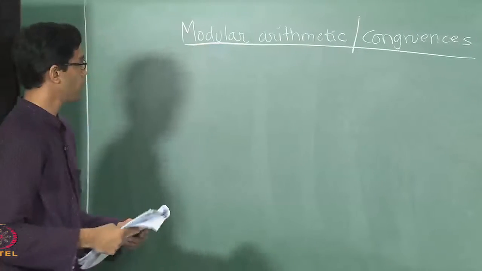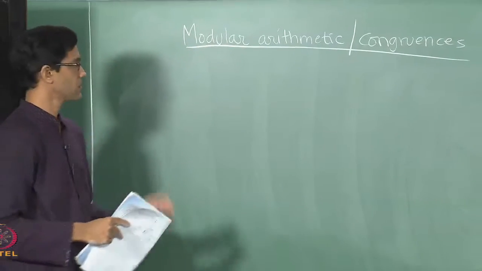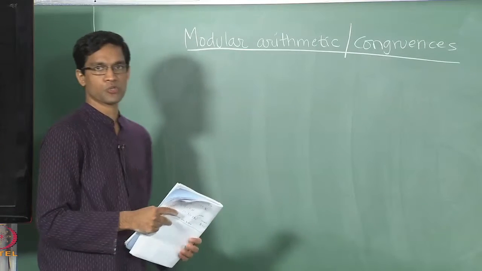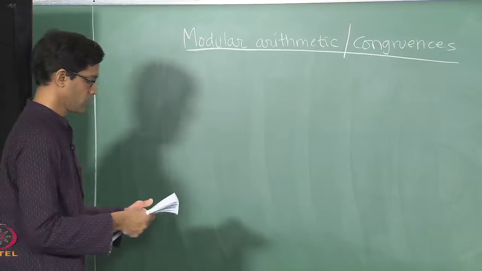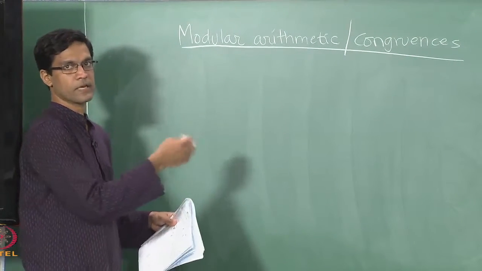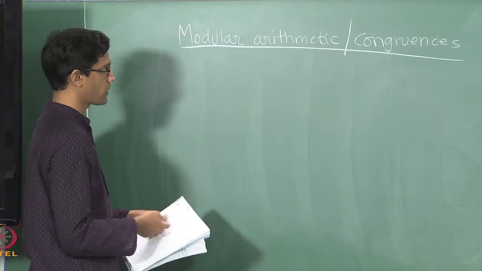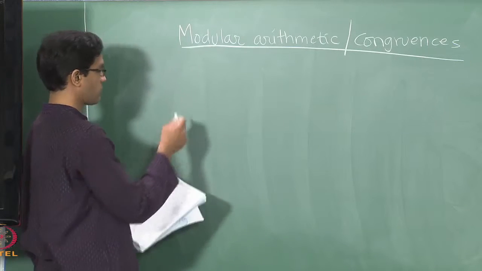So now we will talk about modular arithmetic or the equivalent notion of congruences. So this goes back to the remainder that we obtained on division. Okay, so division with remainder, recall, was the following.